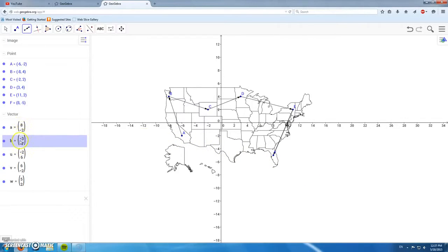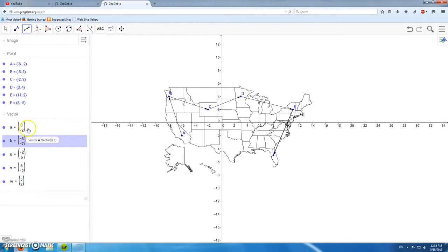So 8 plus negative 3 is positive 5. Positive 5 plus negative 2 is positive 3. Positive 3 plus 6 is positive 9. And positive 9 plus 5 is 14. So just remember that our horizontal component sum is 14.